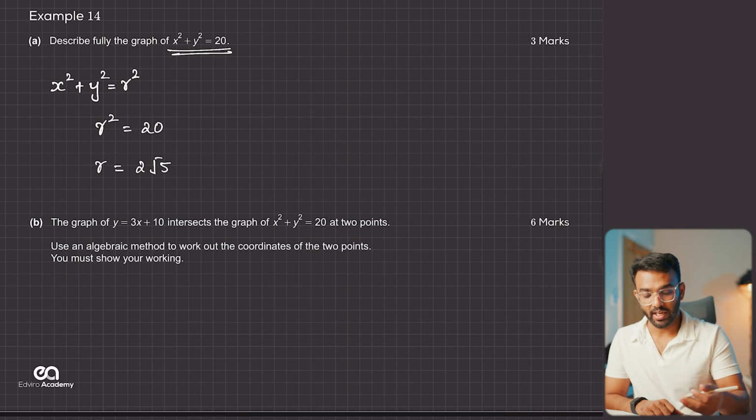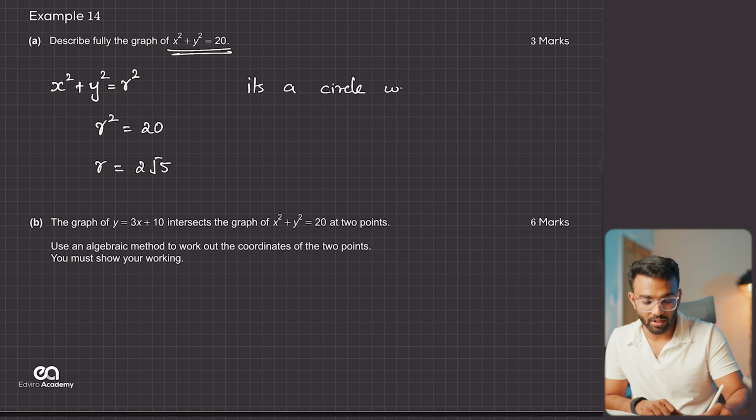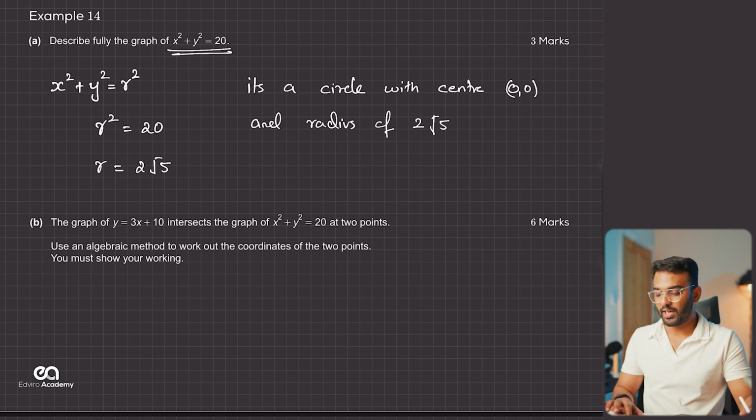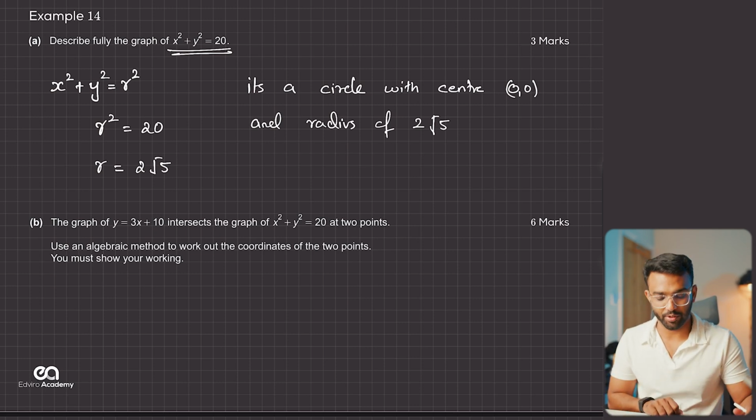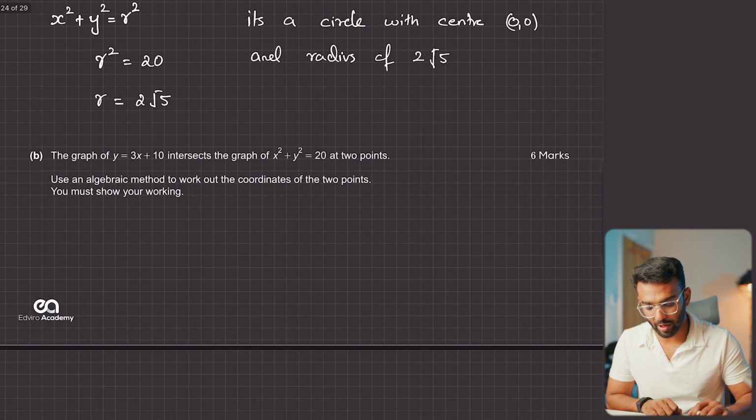So we could write this is a circle. Describe fully the graph. So it's a circle with center 0, 0 and radius of 2 root 5 units. You could also put it in decimals, but I like to put it 2 root 5 here. And there we go. You got 3 marks.